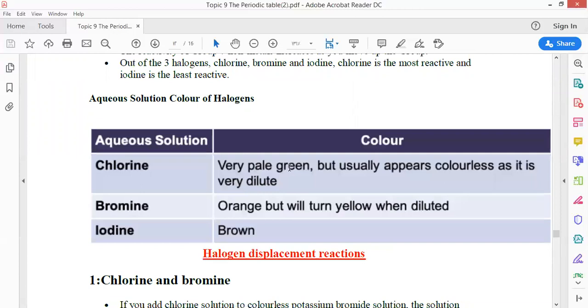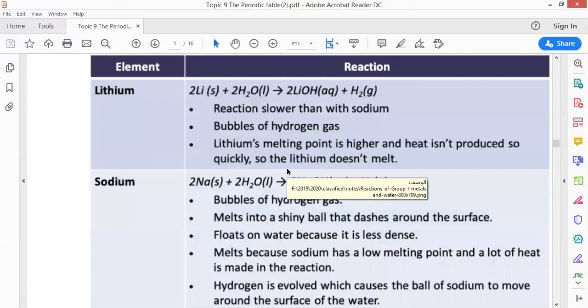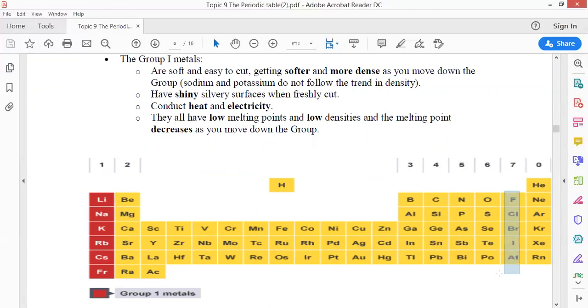So if you have here group number 7 elements, again, what are group number 7 elements? Fluorine, chlorine, bromine, and iodine. These elements are called halogens. What about melting and boiling point? By going down through the group, melting and boiling point increase. What does it mean?